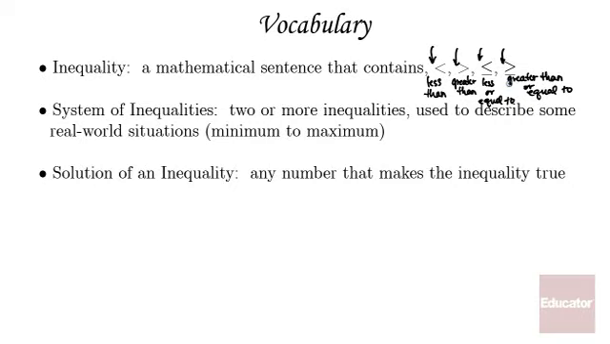A system of inequalities is two or more inequalities together used to describe some real-world situations. Oftentimes when you have a system of inequalities, it's to describe the minimum amount all the way up to the maximum amount. And so it's the amount included between the minimum and the maximum. The solution of an inequality is any number that would make the inequality true. So for example, if I wanted someone to bring at least 5 cookies to the party and they brought 6, that would be a solution because they have brought at least 5. They've brought the necessary minimum amount.